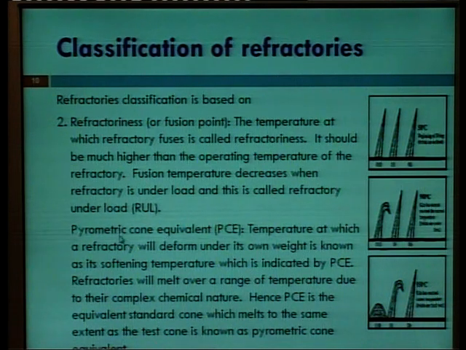Hence, in the pyrometric cone equivalent test, the equivalent standard cone which melts to the same extent as the test cone is known as the pyrometric cone equivalent. So, we will just use this test, and the elaborate studies are beyond the scope. Therefore, I just wanted to define the refractory.